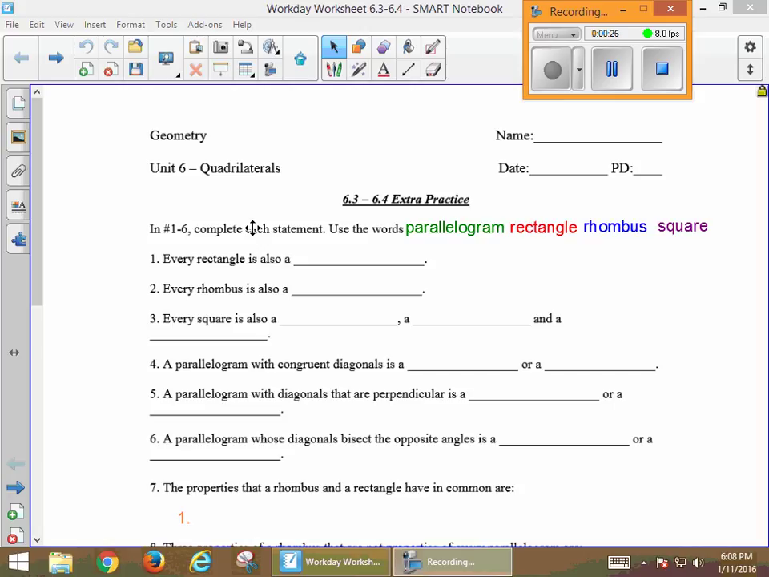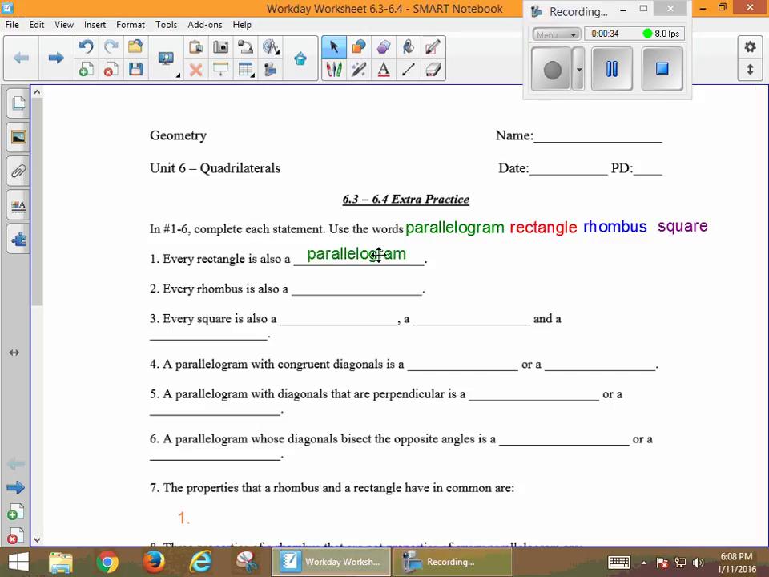Every rectangle is under the umbrella of quadrilaterals, but more specifically, every rectangle is a type of parallelogram. Every rhombus is not only a quadrilateral, but it also falls under the umbrella of parallelogram. Number 3, every square is also a blank, and a blank. Every square is also a parallelogram. It's also a rectangle, and it's also a rhombus.